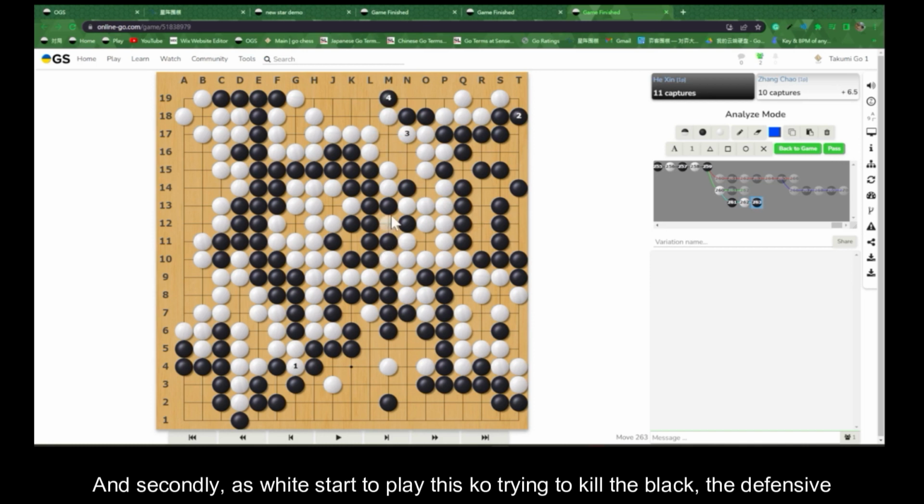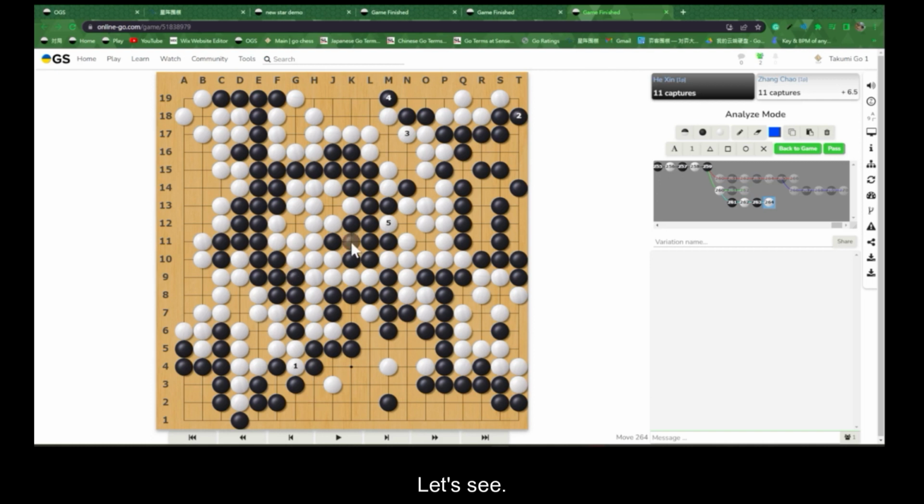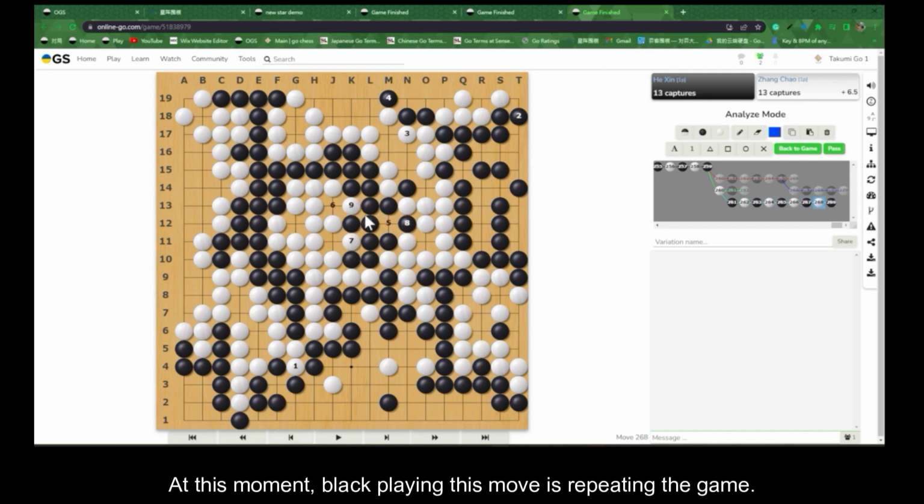And secondly, as white starts to play this core trying to kill black, the defensive side would always be the one who starts to repeat the game. Let's see. Capture, capture, capture, capture. At this moment, black playing this move is repeating the game.